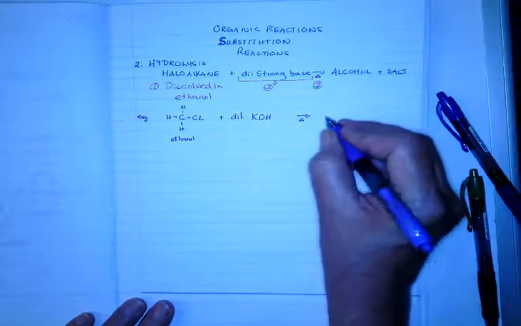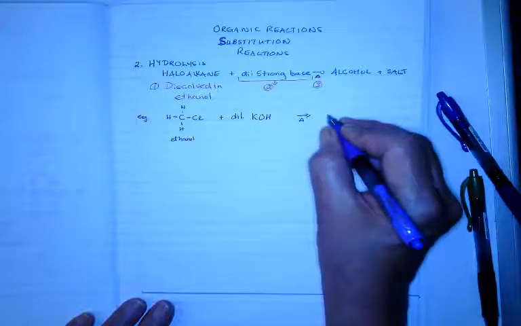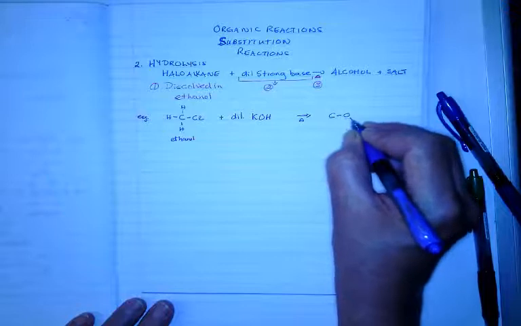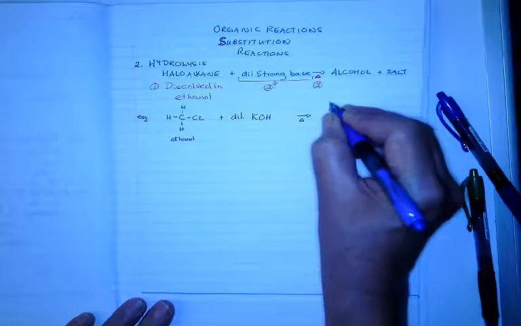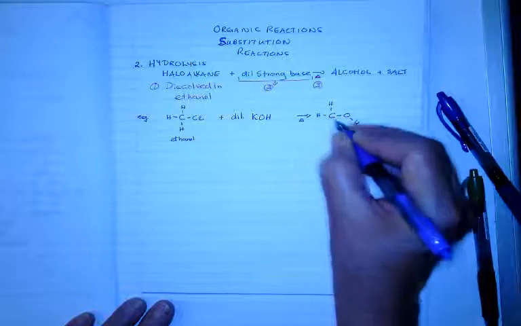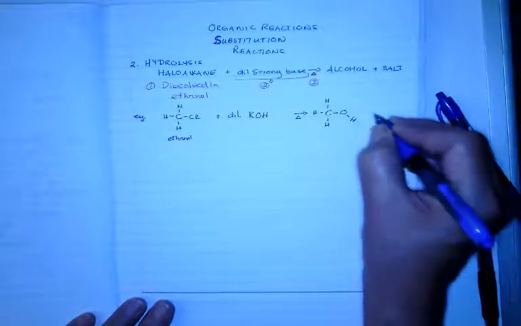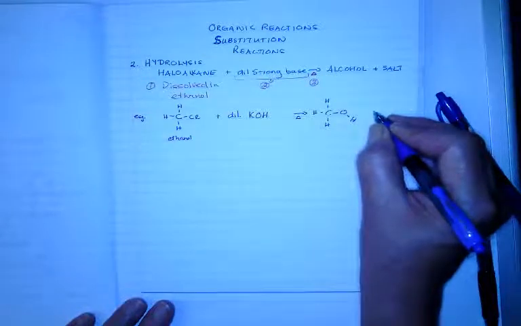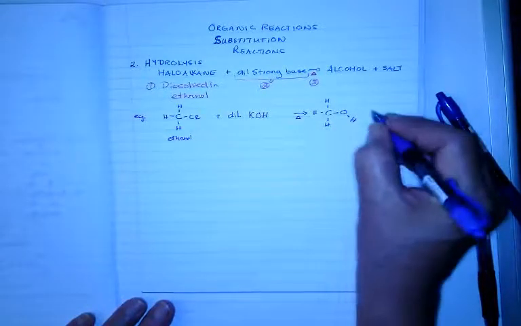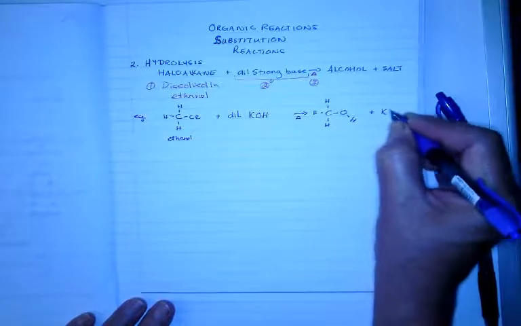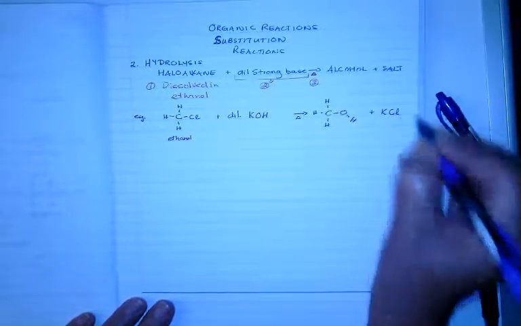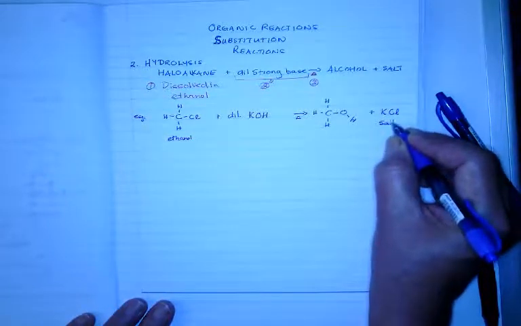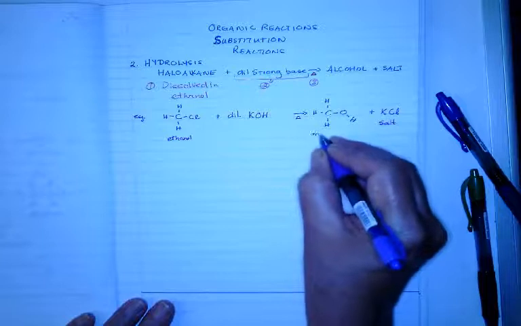we will have methanol forming. The hydroxyl group from the potassium hydroxide will join up to the carbon. It will replace the chlorine in the molecule, so the potassium will join up to the chlorine, forming a salt, and this will be methanol.